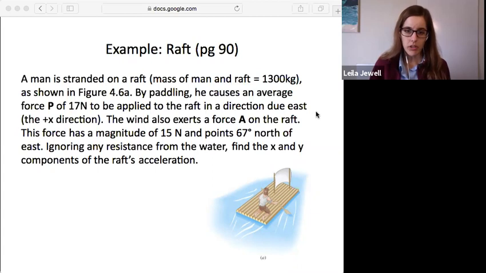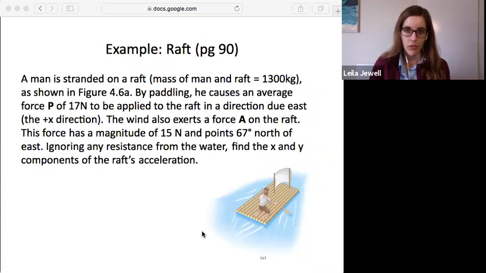The wind also exerts a force A on the raft. The force has a magnitude of 15 newtons and points 67 degrees north of east. Ignoring any resistance from the water, find the x and y components of the raft's acceleration.